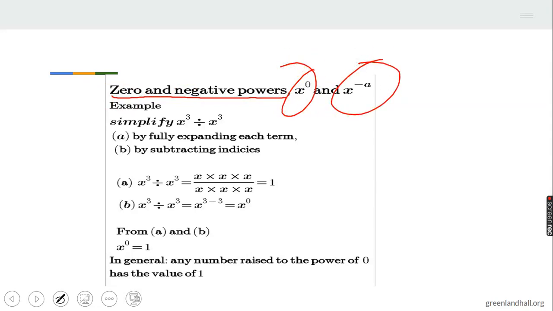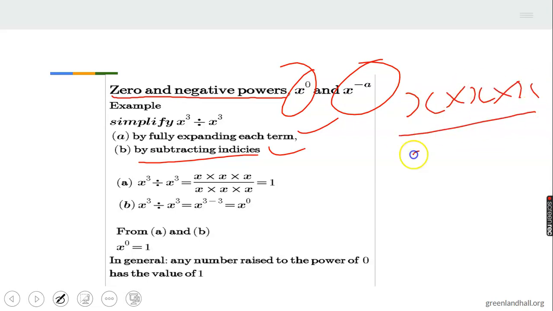Example. Simplify x raised to the power 3 divided by x raised to the power 3. We have to do it in two ways: by fully expanding each term, just like what we have been doing before, and by subtracting indices. Now, look at the first one. x times x times x all over x times x times x equals 1.